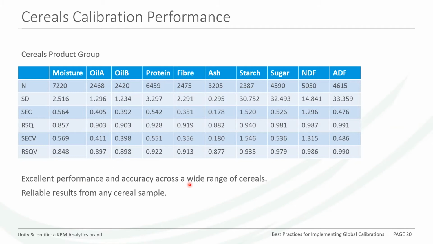So this is an example, but very consistent with what happens when we combine similar products into global calibrations, collect our samples across different geographies, different time frames, and include a lot of sample variation into a global calibration.